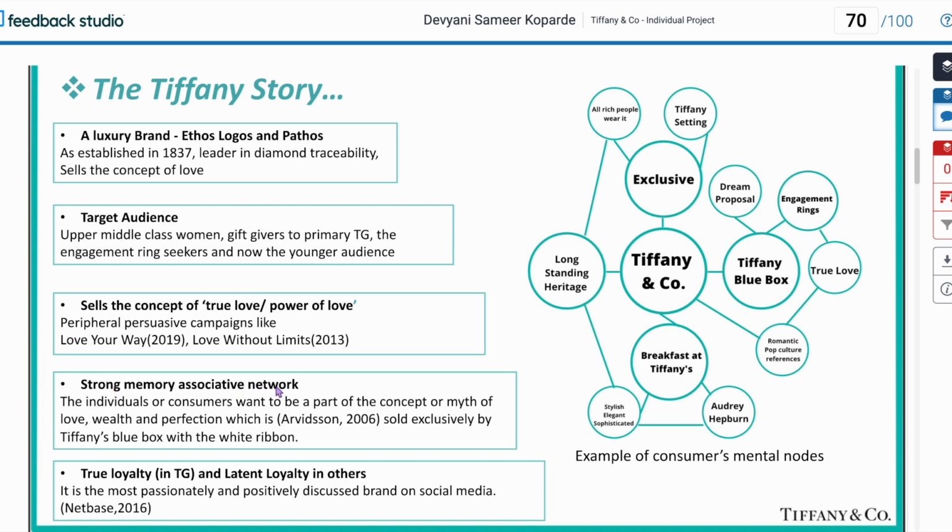Then strong memory associative network. Here I have added an in-text citation. Then true loyalty and latent loyalty. There are two other concepts which were taught to us by our professor, so I've included them here. And then I've also included that it is the most passionately and positively discussed brand on social media. This is also taken from a very credible website, so I have linked it right here. So there are two in-text citations and one, two, three, four, five theories that I've used on one slide.